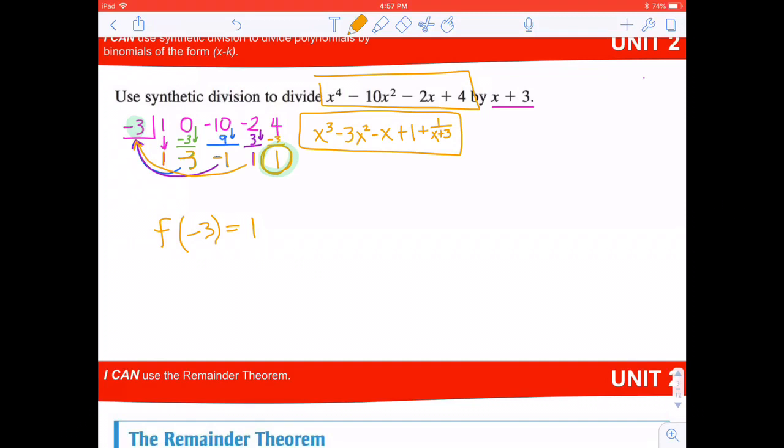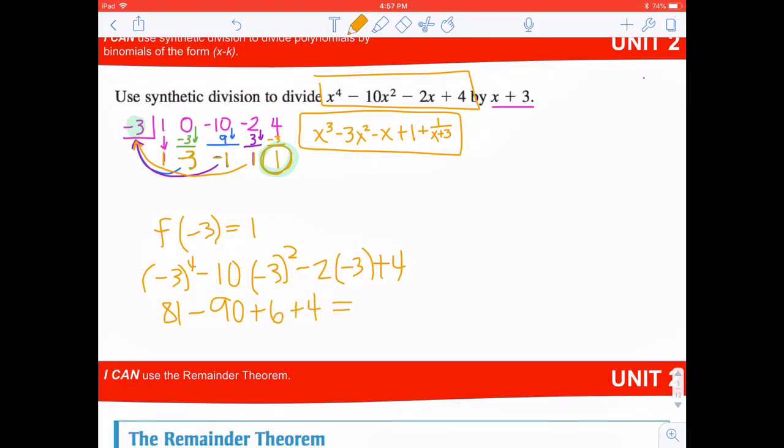So if we have this function x to the 4th minus 10x squared minus 2x plus 4, I'm going to plug in negative 3 all the way through. And negative 3 to the 4th is a positive 81 minus 90 plus 6 plus 4. Plug that all into your calculator, you get 1.